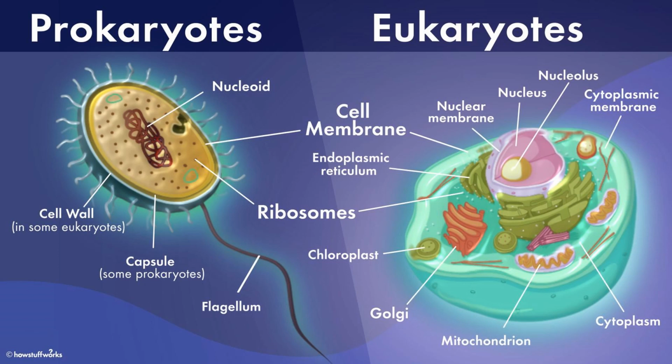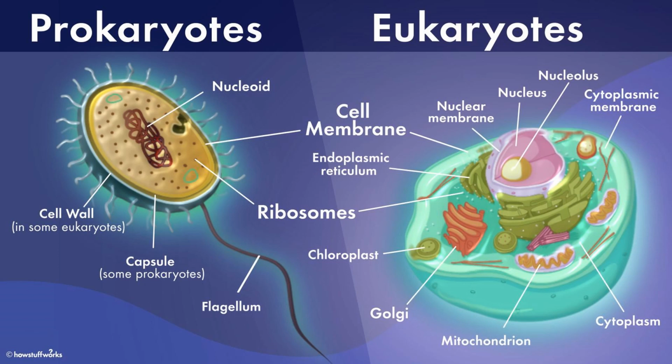Prokaryotic cells are comparatively smaller and much simpler than eukaryotic cells. The other defining characteristic of prokaryotic cells is that they do not possess membrane-bound organelles such as the nucleus and mitochondria. Reproduction happens through the process of binary fission.